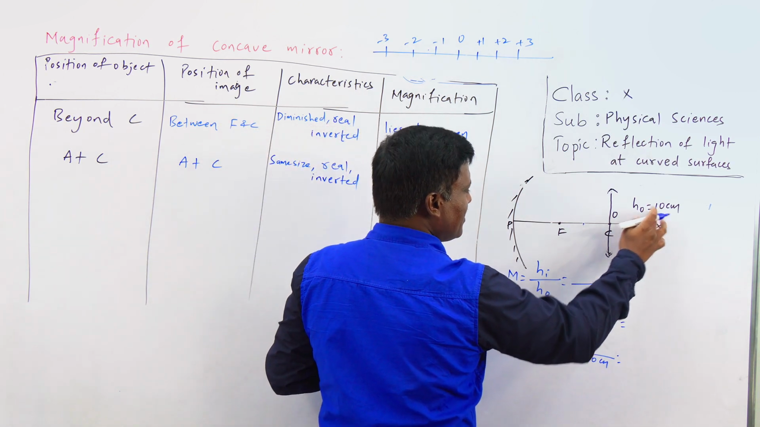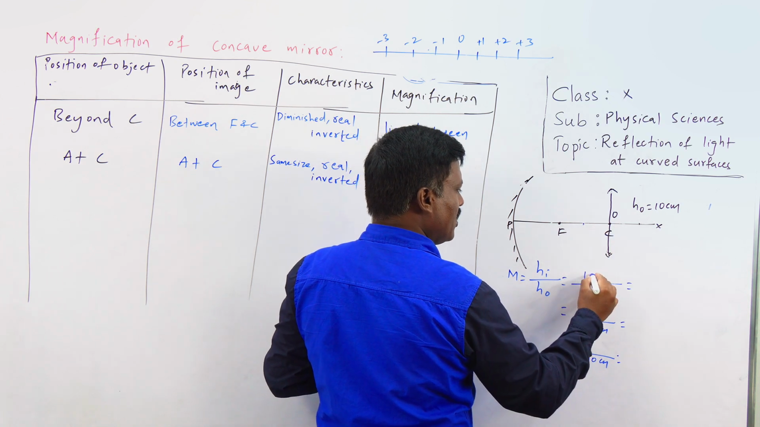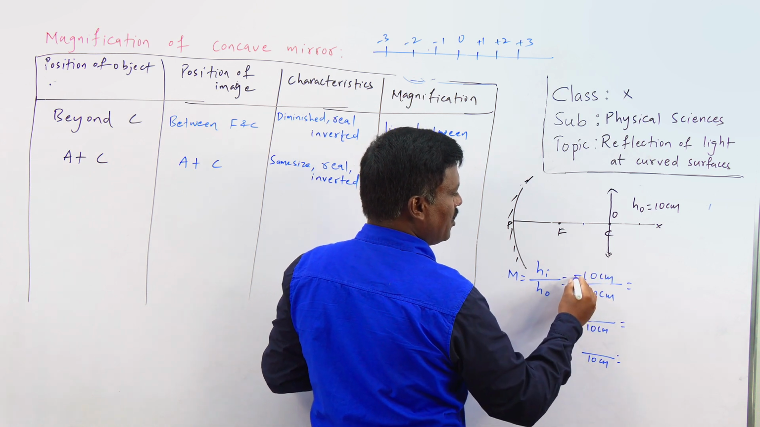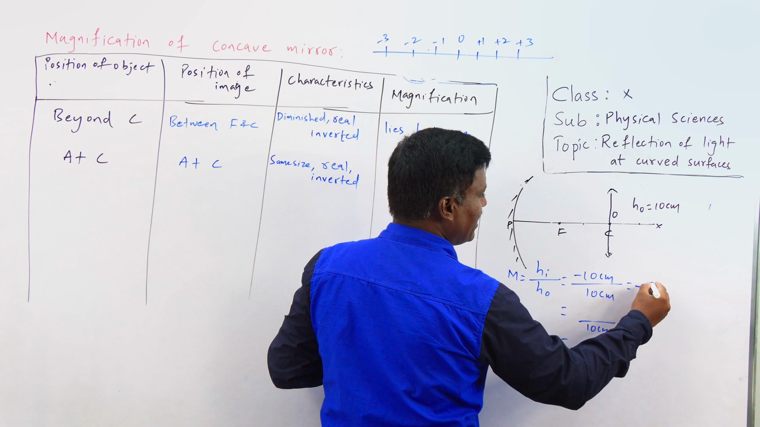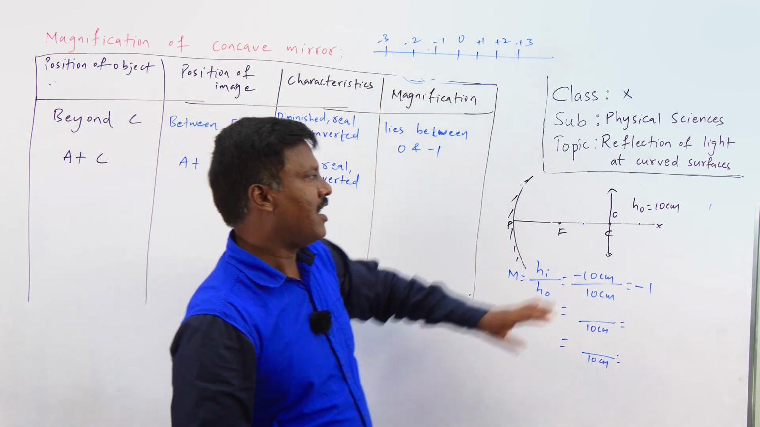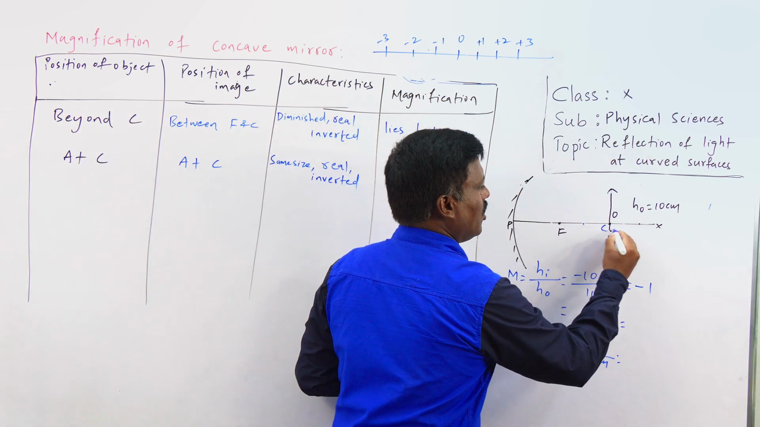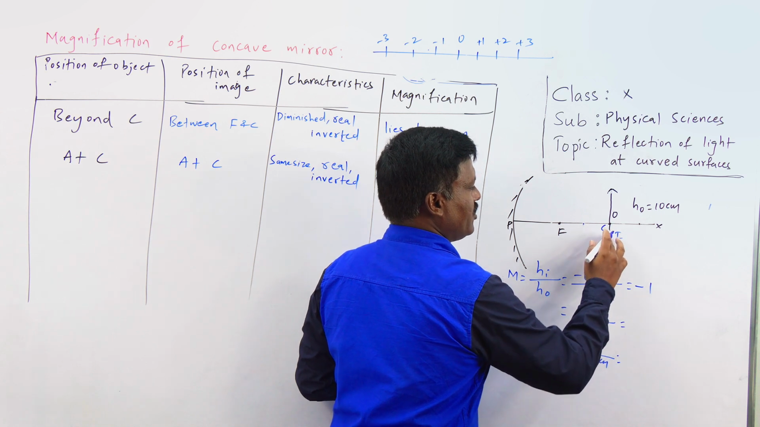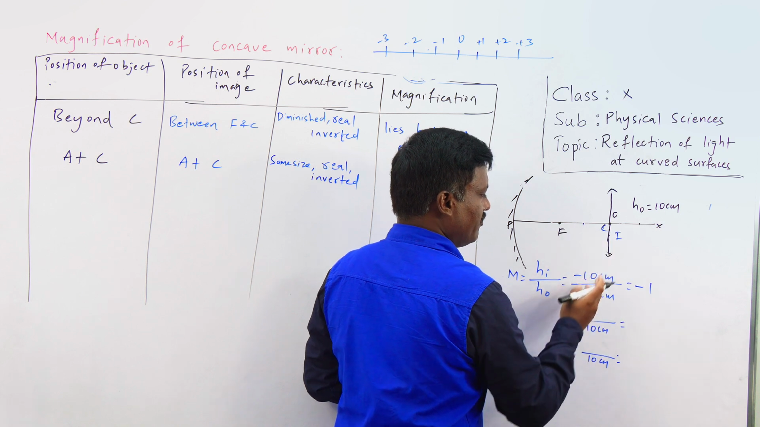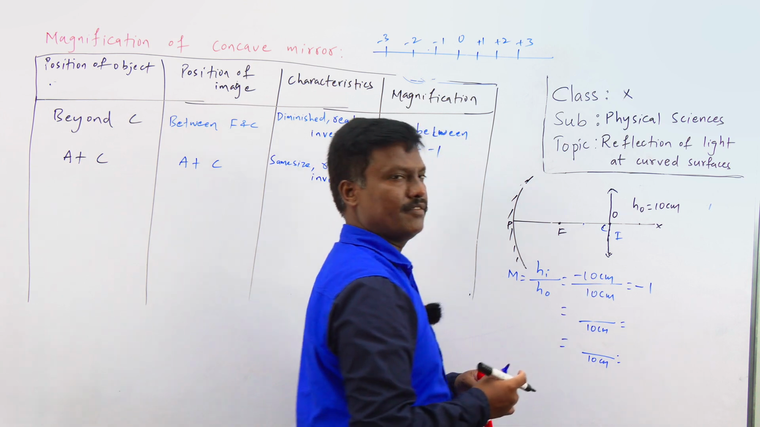So the height of the image is 10 centimeters. The height of the object is also 10 centimeters, but according to sign convention this is negative. Okay, minus by plus, minus 10 by 10, 1. So what is the magnification value? Minus 1, because the height of the object is equal to the height of the image. That is why we get 1. When numerator and denominator are the same, what do we get? 1, but minus by plus is equal to minus 1.